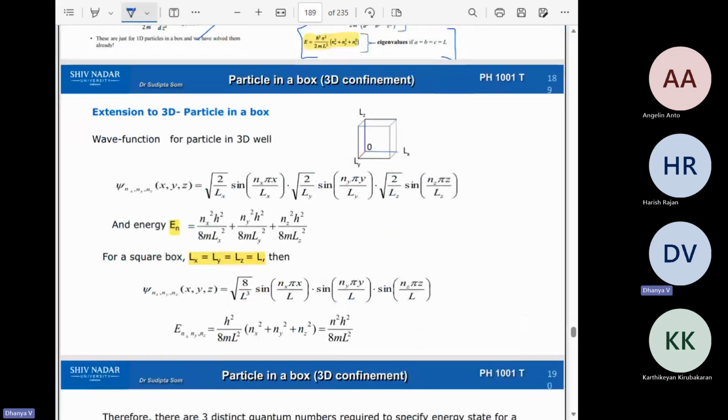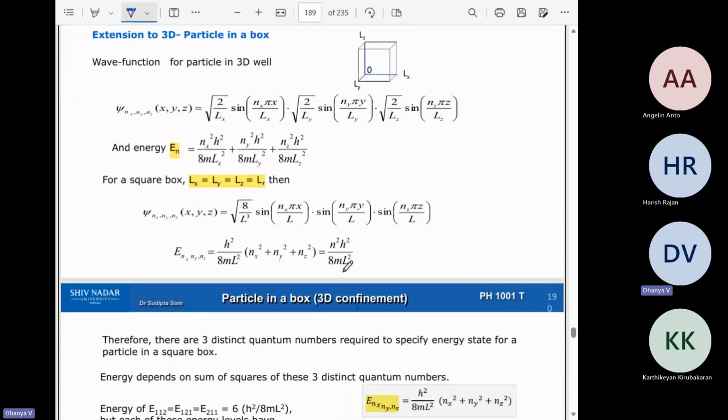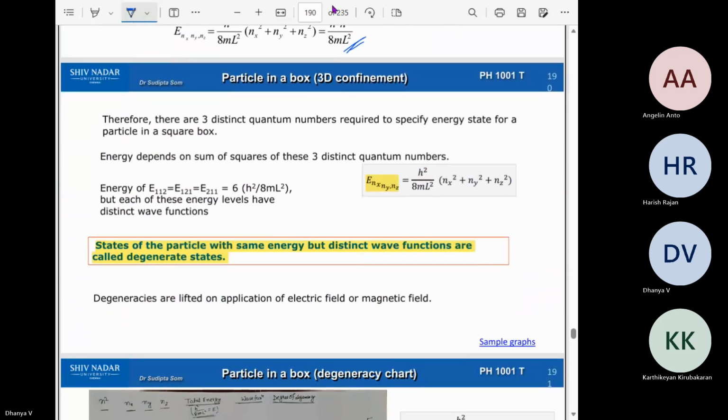Then the extension to 3D, the 3D particle in a box. So this energy in terms of x, y, and z. We know it's n square h square by 8ml square. So we are writing it in terms of x, y, and z. In case of a square box, all of these will be equal to L. Okay. So your length, breadth, and height will be equal to some L because it's a square box. So there are 3 dimensions, that's why 3D. So you just substitute it, and you will get one general formula, which will eventually be equal to n square h square by 8ml square. So majorly in 3D, it is just a formula that you need to know. Okay.